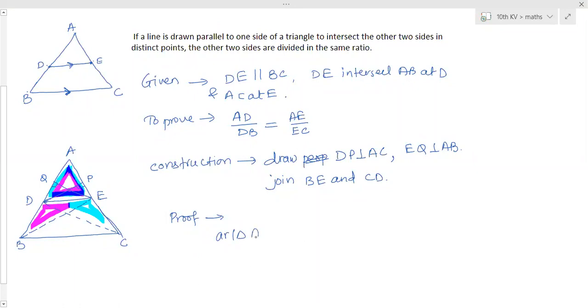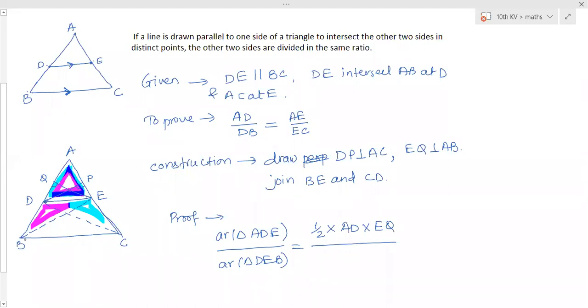Area of triangle ADE by area of triangle DEB is equal to the area formula, half into base into height. For triangle ADE, we first take AD as the base and EQ as the perpendicular. So the base is AD and the perpendicular is EQ, divided by triangle DEB.